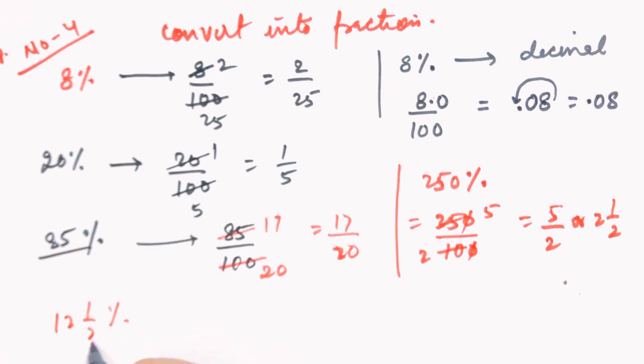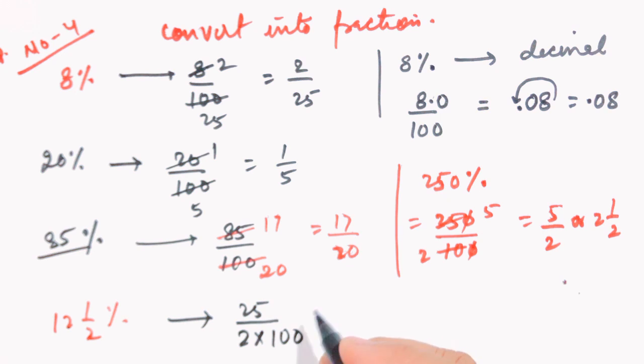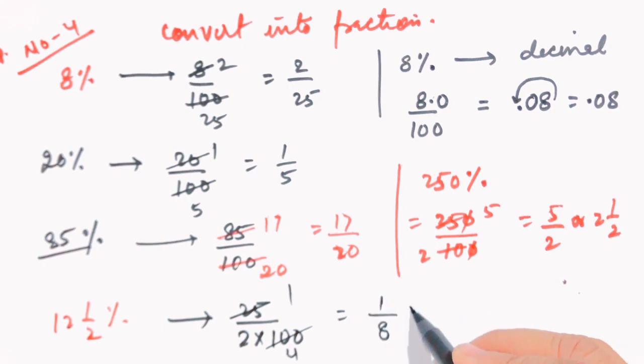Next, 12 1 by 2%. Here you need to convert this mixed number into an improper fraction. 12 2s are 24, plus 1, 25 by 2%. Means I need to divide this by 100, so the denominator will have 100 over here. Can we solve? 25 4 times is equal to 1 by 8, and this is our so-called fraction.